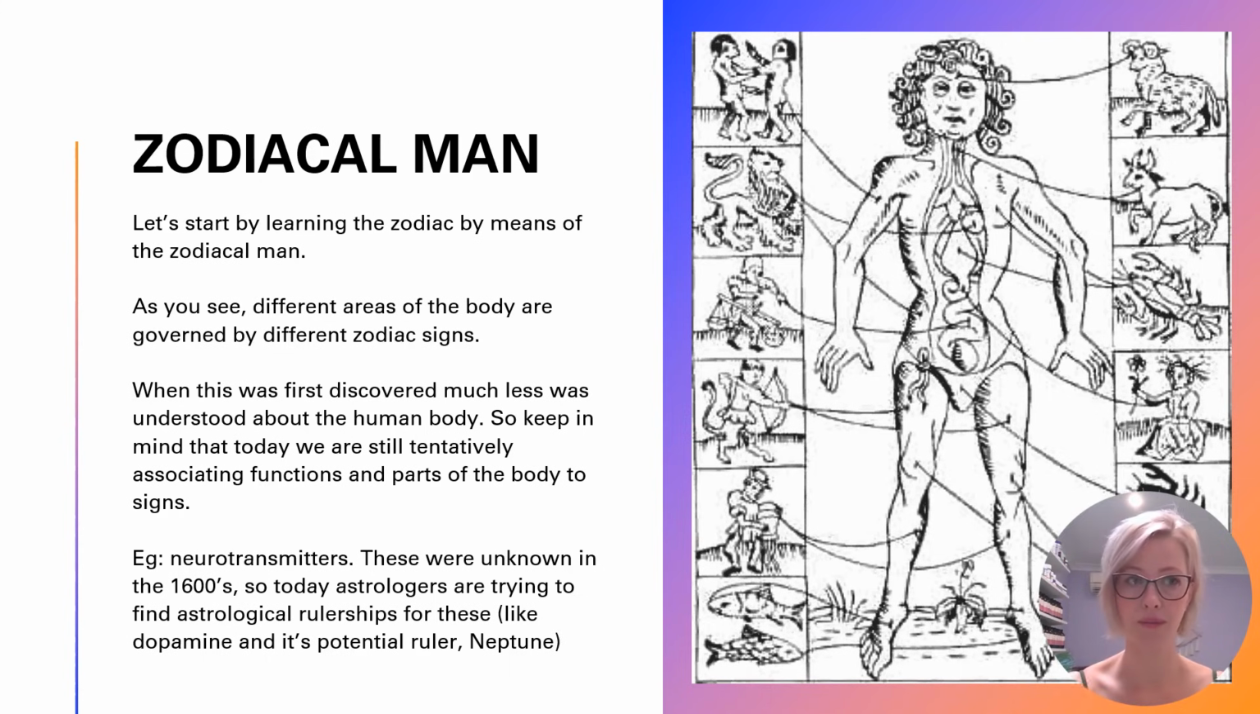So most of it has an astrological association, but for example, neurotransmitters were unknown in the 1600s. So today astrologers are trying to find astrological rulerships by understanding their nature, form, and function. One good example is dopamine and the potential ruler. Judith Hill has put this forward. I've looked into it, and I think I agree that dopamine may be ruled by the planet Neptune. Just as an example, you don't have to know why, but keep that in mind.